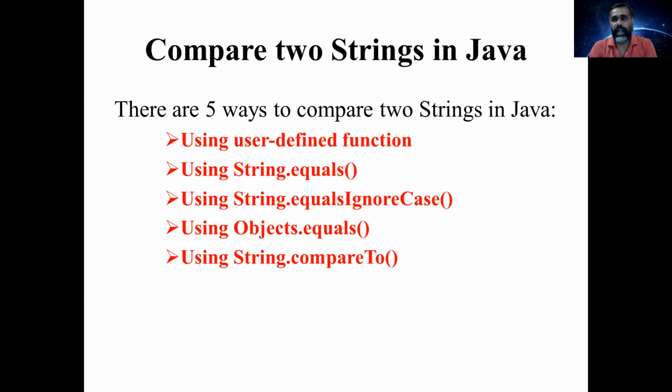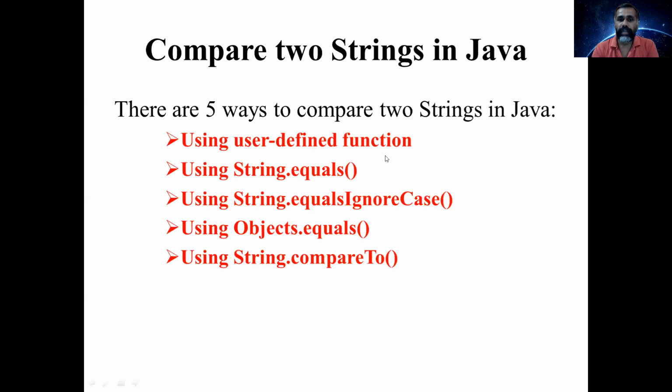So let us see how strings are compared. Two strings are compared in Java. In Java, there are 5 methods to compare two strings. So these are the 5 methods. One is using a user-defined function. The user-defined functions are the ones which we define. And the other 4 functions are inbuilt: String.equals, String.equalsIgnoreCase, Objects.equals and String.compareTo. So these are the functions available in the Java library.